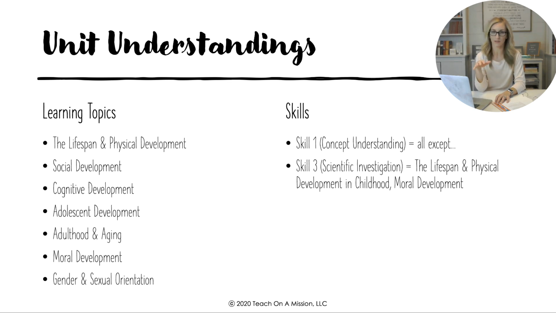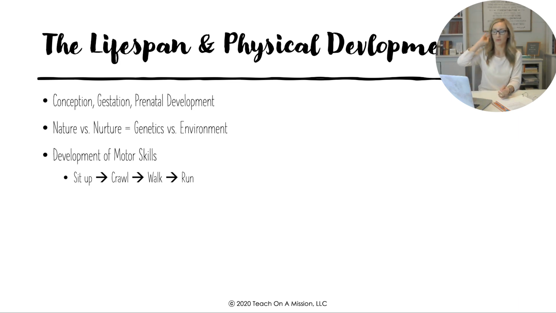So for all of the standards, all of the concepts that we'll see in this video, you need to have concept understanding for skill 1 and be able to apply those to a given scenario or prompt, like in an FRQ or multiple choice question. But then skill 3, the scientific investigation, being able to analyze psychological research studies, right? So you need to be able to analyze psychological research studies in the lifespan and physical development in childhood, as well as moral development, as told to us from College Board. So it's really important that you take note there.